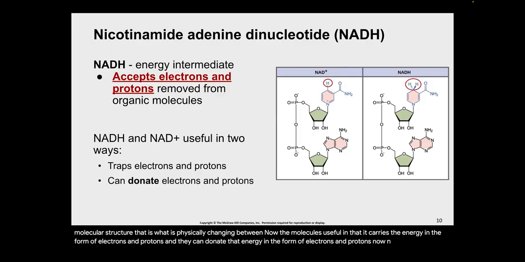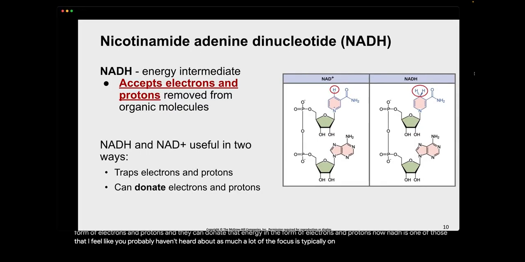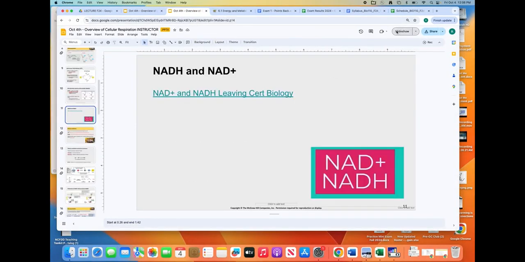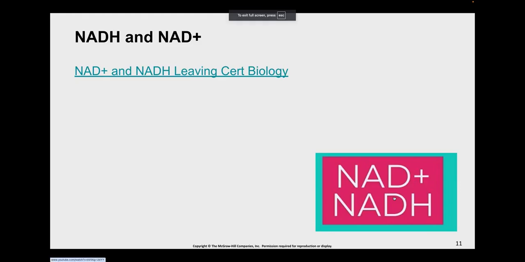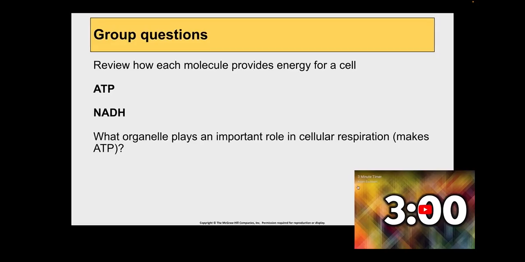Now, NADH is one of those that I feel like you probably haven't heard about as much. A lot of the focus is typically on ATP. So I just want to have it reiterated to you. Right. So the next slide here is just a review. I want you to review how do each of these molecules provide energy, right? And then think back to our last unit. What organelle is going to play an important role in cellular respiration, which is the topic we're heading into?